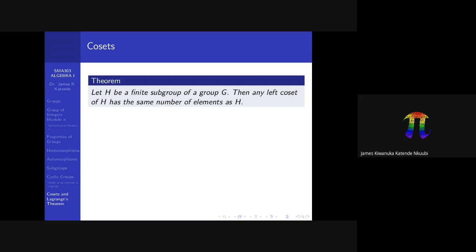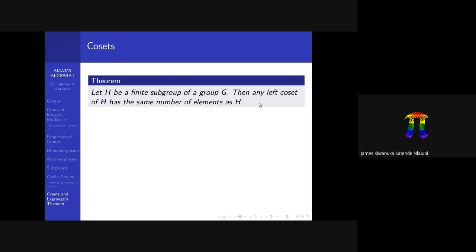So let H be a finite subgroup of a group G. Then any left coset of H has the same number of elements as H. So if H has 10 elements, any left coset of H will have exactly the same number of elements. Not the same elements, but the same number of elements. The left coset will also have 10 elements.